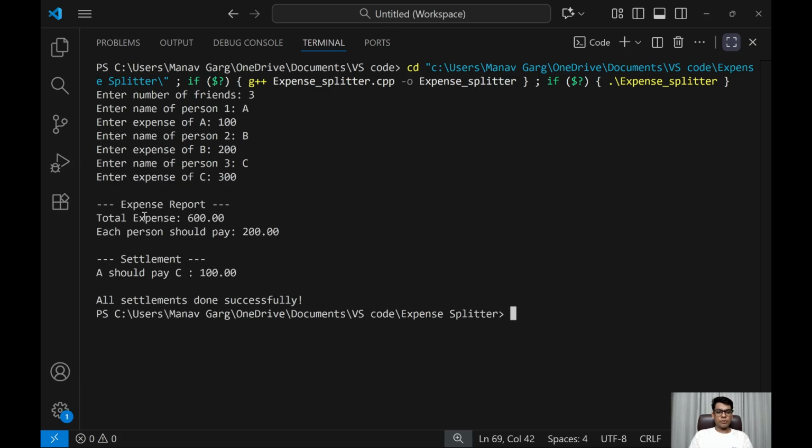It shows the expense report: total expenses 600, which is 100 plus 200 plus 300, and the fair share of each person is 200, which is 600 by 3. Settlement: A should pay C 100. This is a simple calculation, and it can be clearly seen that B is already settled up because he paid equal to his fair share. However, A paid less than 200 by an amount of 100, and C paid greater than 200. That is, C paid 100 more. Therefore, A has to pay C 100, which is the output.